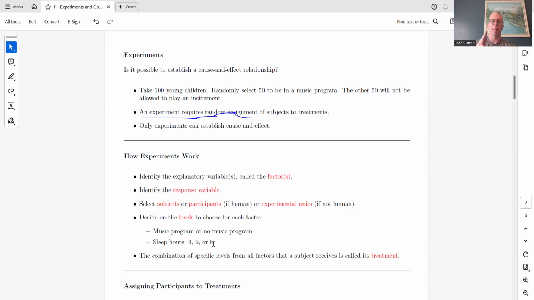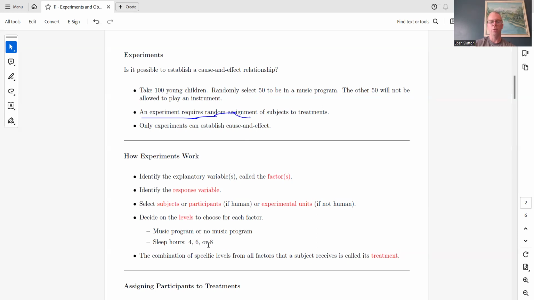So every student is assigned 2 things, and it's random assignment. That's what makes it an experiment. So we have factors, we have levels, and then the combination of specific levels from all factors that a subject receives is its treatment. And so how many treatment groups would we need here? 2 times 3. So if we do the experiment this way, there would be 6 treatment groups.